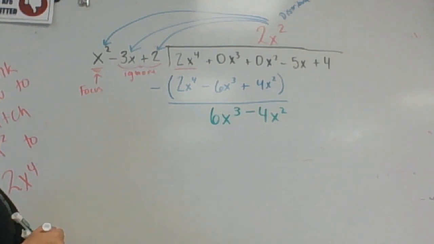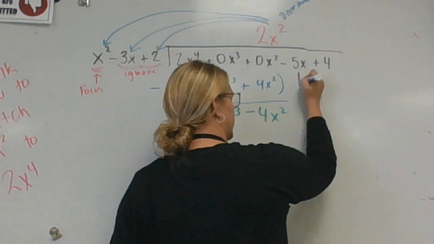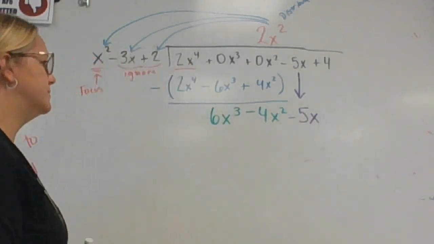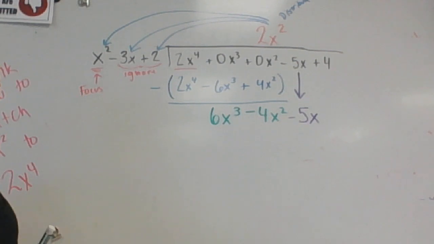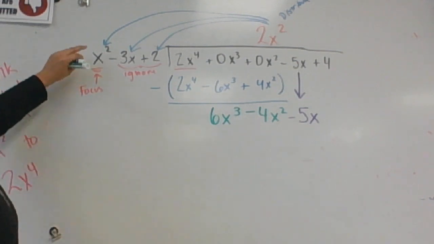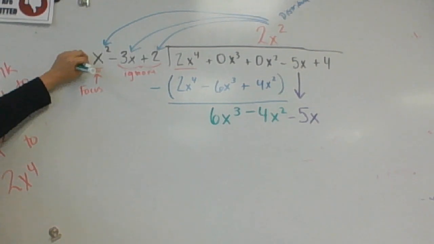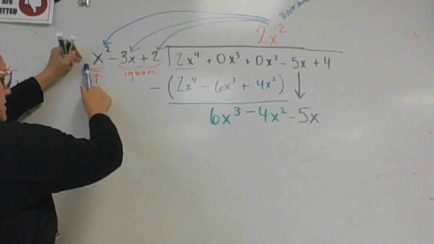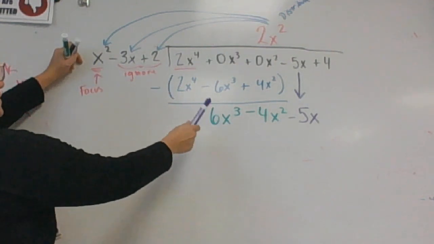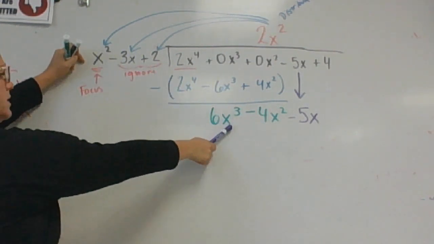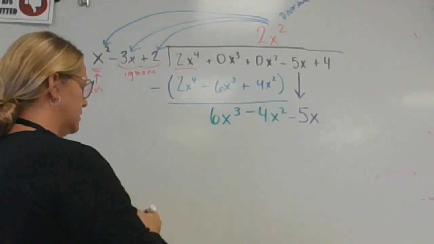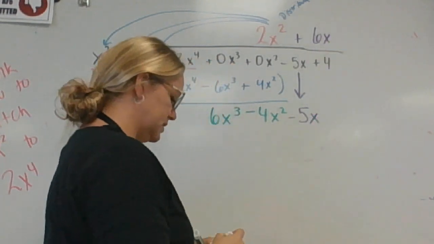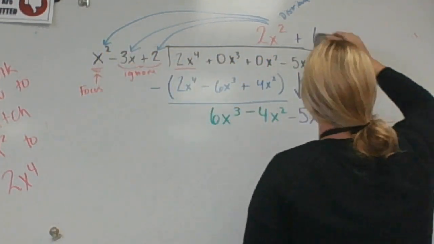Alright, so we did it. That's our first round. We'll bring down the next term. Start all over again. This time we're trying to make our x squared, focusing here. We want it to look just like this one, 6x to the third. So this guy needs a 6 in front of it. And it's only x squared, so we need one more x to perfectly match that. Just 6x will do it. So put a 6x up top, distribute down.